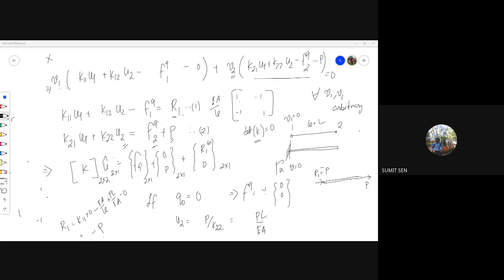R1 is equal to minus P. That you'll get just by substituting in the equation. If you assume Q0 to be 0, then if Q1 and Q2 are 0 and U1 is 0, so U2 is P divided by K22. Okay, and then you can put the expression for K22, then you will have the value of U2. That's what we got. And then in the first equation you substitute the expression for U2. U1 is already 0, and if Q1 we have assumed to be 0, then you have R1 equals minus P, as simple as that.